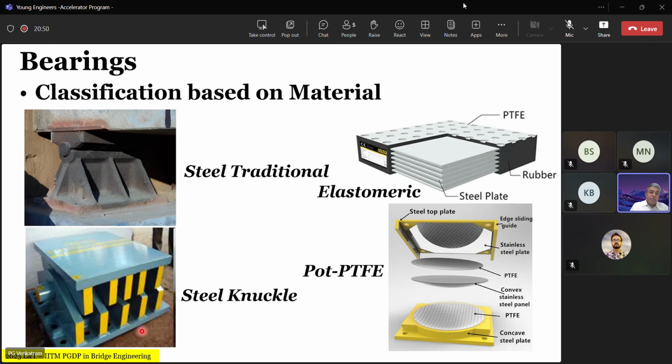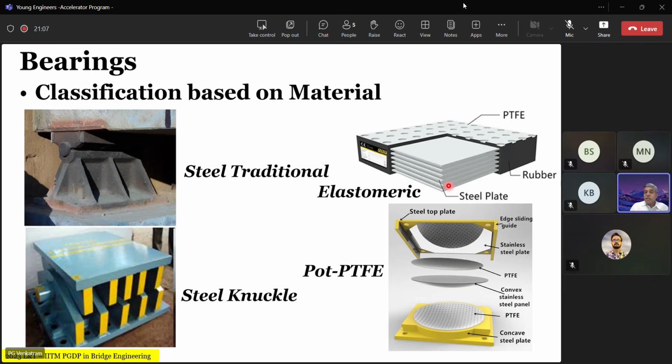Or you have something called a knuckle bearing, in which rotation takes place, but translation is not permitted. Rotation takes place across a convex surface and a concave surface. So they call it the steel knuckle type of bearing.